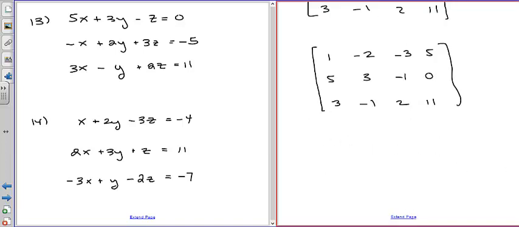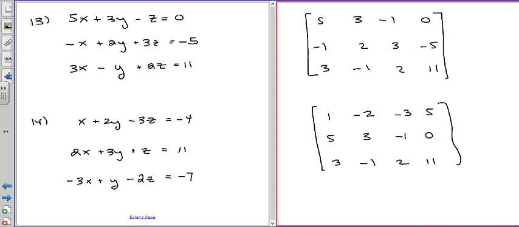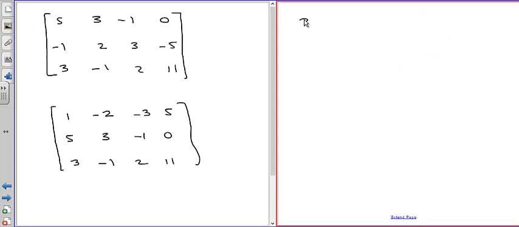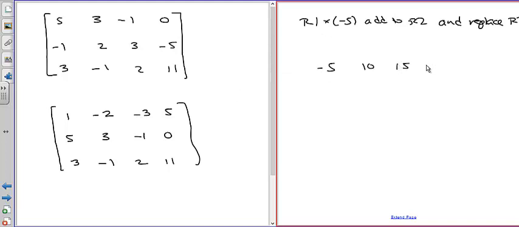Now, let's leave those here. Let's take row 1 multiplied by -5, add to row 2, and replace row 2. So let's write row 2. Let's take row 1 times -5. So that's going to be -5, +10, +15, -25. And then we add to row 2.